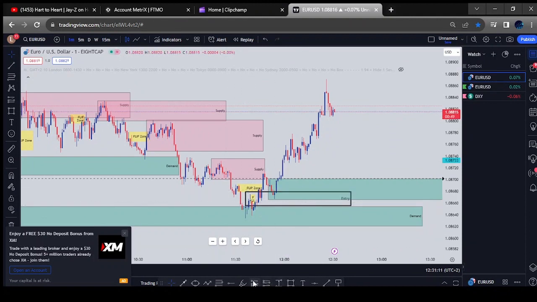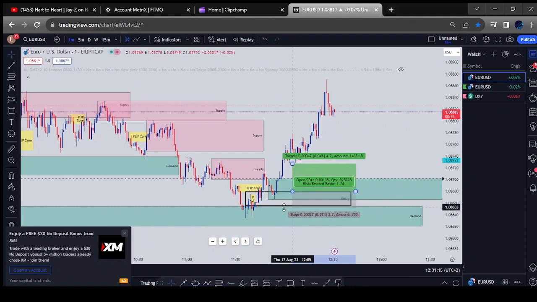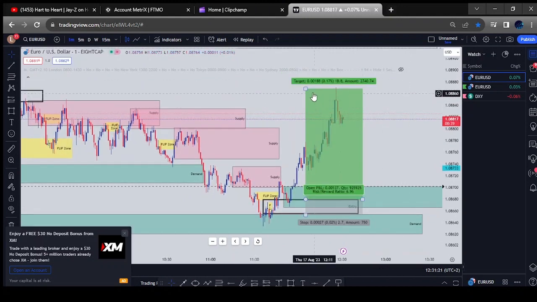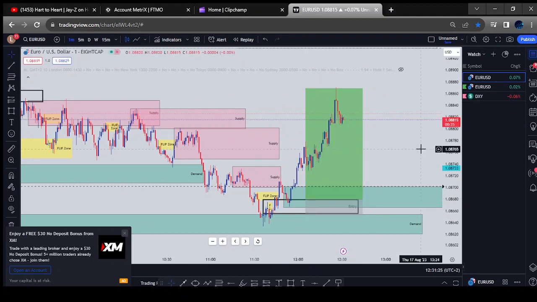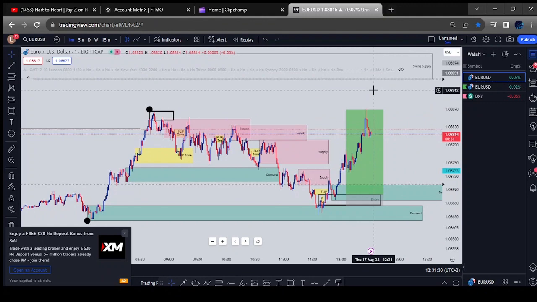This is my entry. So far the trade has gone 1 to 6, 1 to 6.9, 1 to 7 almost, just about 1 to 7. And I've been taking partials. I didn't let full volume go through with this.